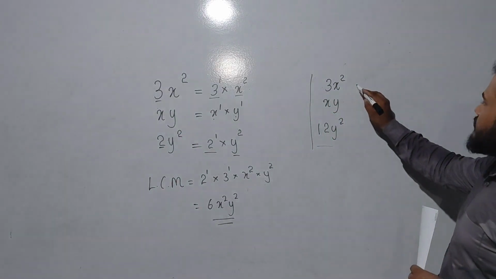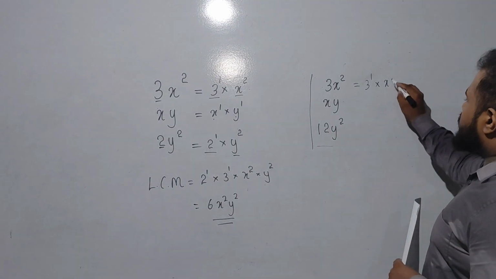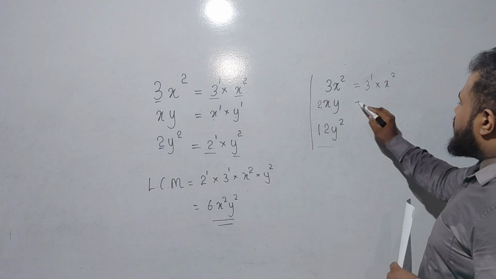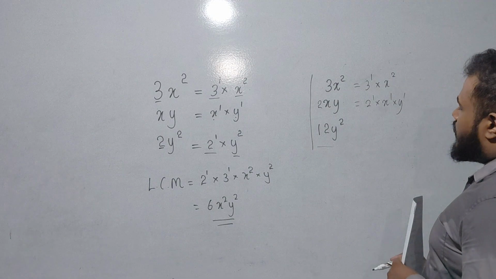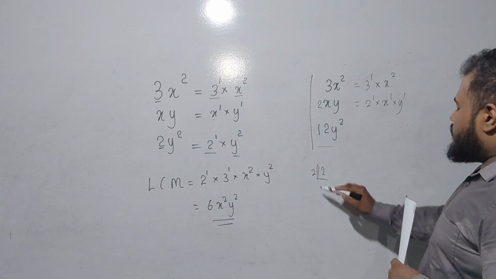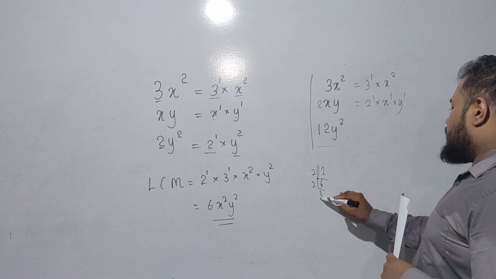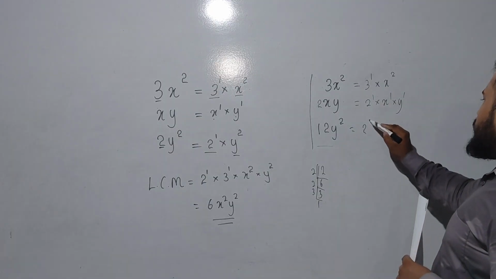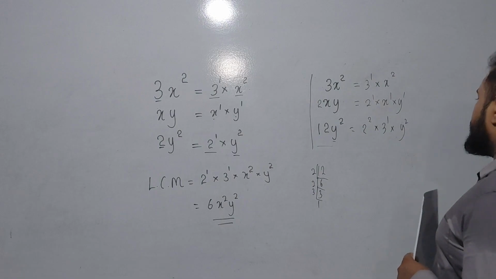Here it is different. Here 3x squared can be written as 3 to the power 1 into x to the power 2. 2xy can be written as 2 to the power 1 into x to the power 1 into y to the power 1. Here 12 is not a prime factor, so we have to write 12 as a multiple of prime factors. 12 divided by 2 will give you 6, 6 divided by 2 will give you 3, and 3 divided by 3 will give you 1. So 12 has to be written as 2 to the power 2 into 3 to the power 1 into y to the power 2. Okay.